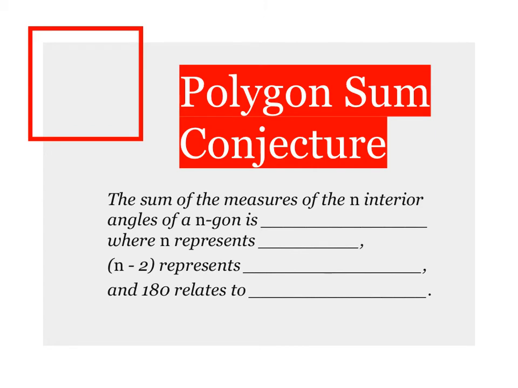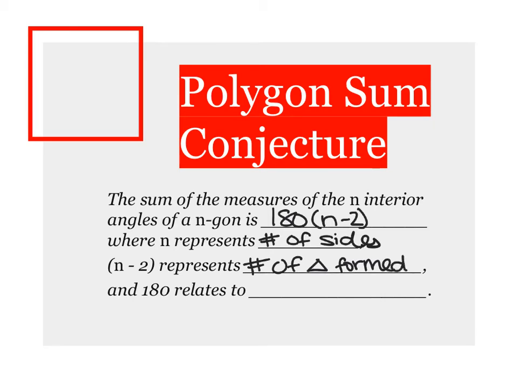That is just what the polygon sum conjecture is. The sum of the measures of the n interior angles of an n-gon is 180 times n minus 2. N represents the number of sides. N minus 2 represents the number of triangles inside, and we're using diagonals to form that. And 180 relates to the degrees in one triangle.